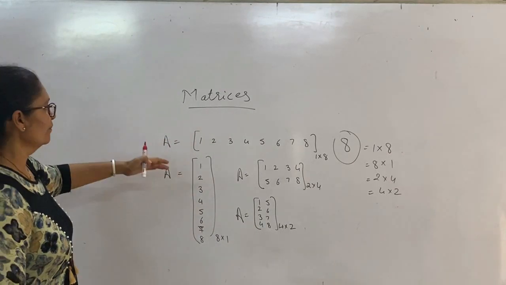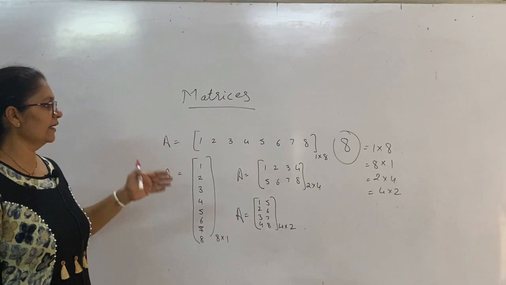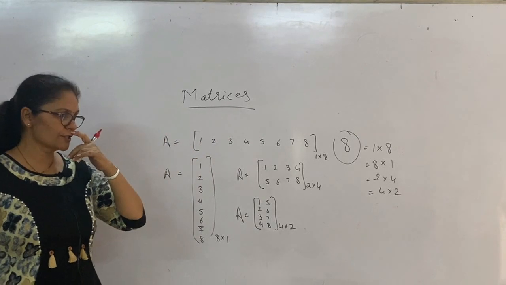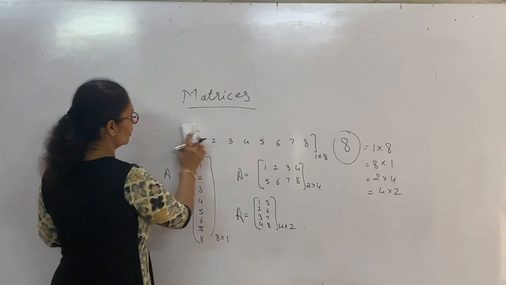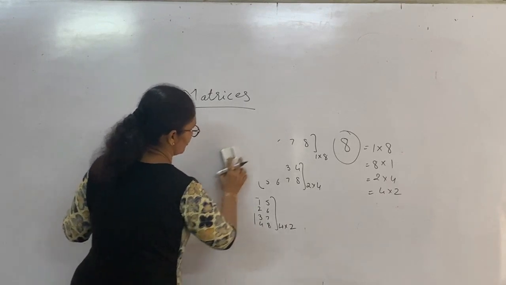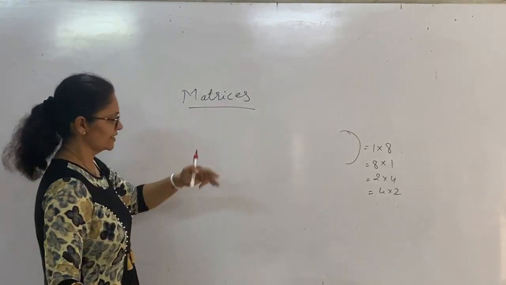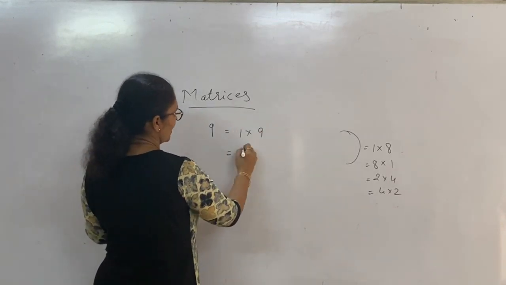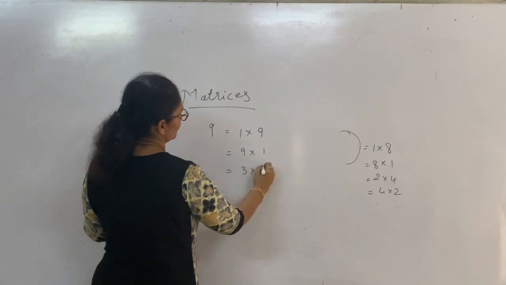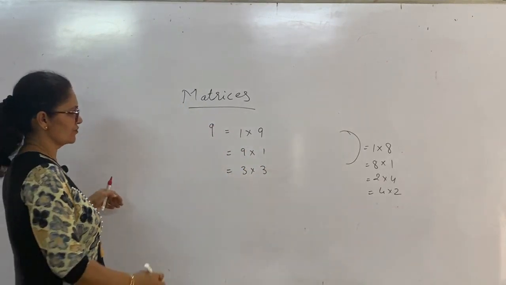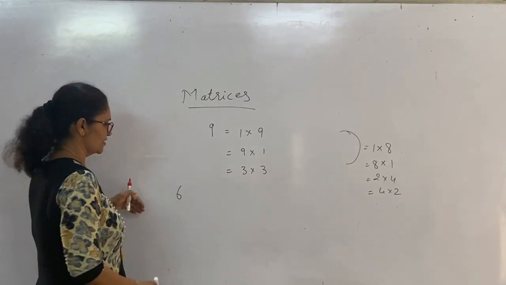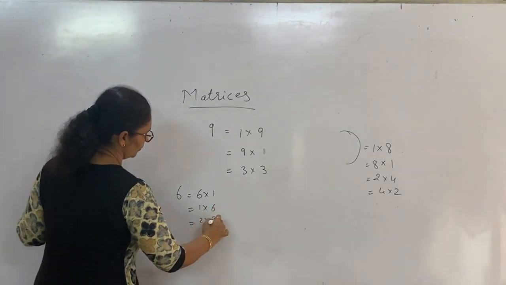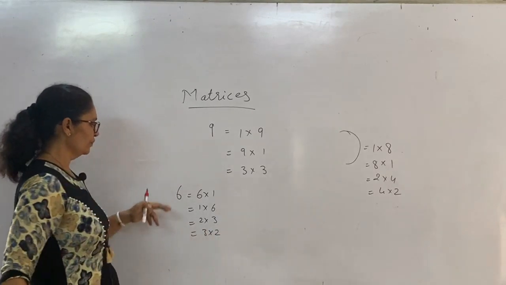So first thing clear: what do you mean by matrix? Then how can we write a matrix? How can we write the order of a matrix and how can we construct a matrix? Now we take one more example. How can we construct the matrix? We have taken 8 elements. Now if we have 9 elements, how can you construct it? 1 into 9, or 9 into 1, or 3 into 3. That way you can construct the elements. Same way, suppose 6 elements are taken. Then 6 into 1, 1 into 6, 2 into 3 and 3 into 2. That way you can construct.